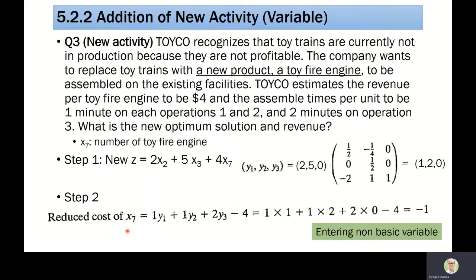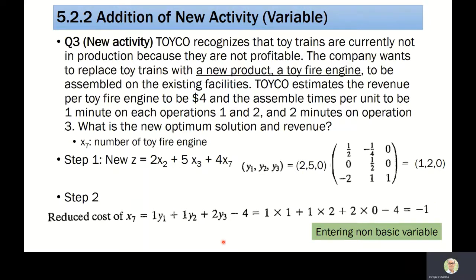Now find out the reduced cost of x7, because this is the only new activity which we have added into the simplex table. When we put the values, this is the left hand side minus right hand side. So this is going to give me the value as -1. Since it is -1, we know that it is going to be the entering variable.